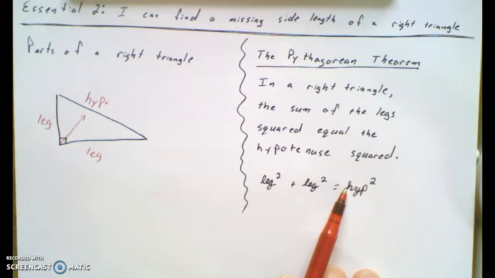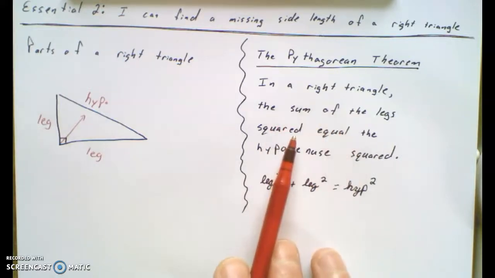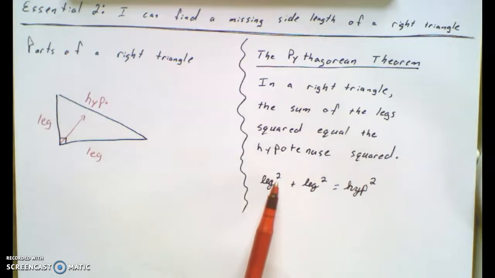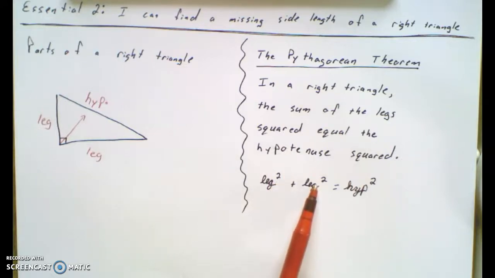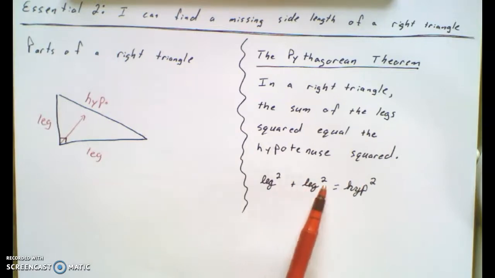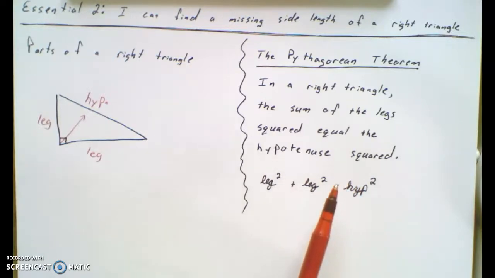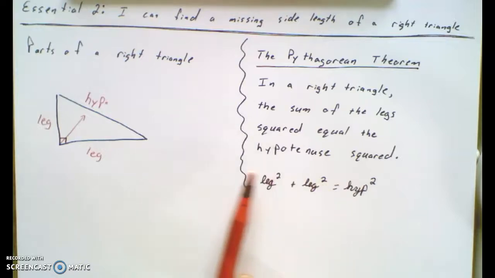So in a right triangle, the sum of the legs squared, that just means if you take the leg and square it and you add it to the other leg that's been squared, we add these two squares together, it's going to be equal to that hypotenuse squared. Now, if you remember in the last essential, we were dealing with squares and areas of squares and side lengths of squares, because that's what we're going to be dealing with, right?